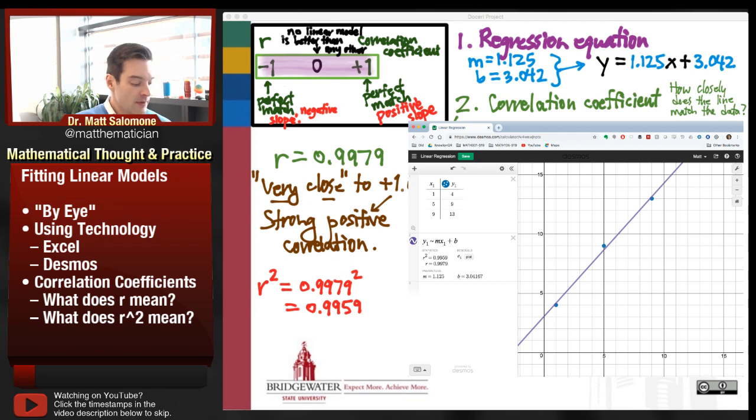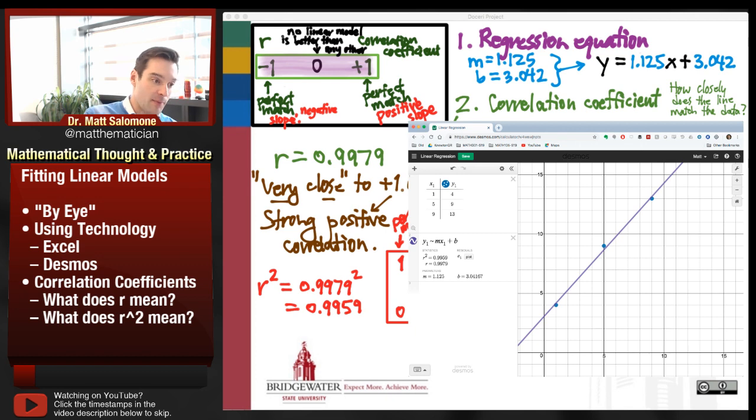R squared communicates the same kind of information, except instead of a spectrum from -1 to 1, R squared exists on a spectrum from 0 to 1. After all, if I take numbers between -1 and 1 and I multiply them by themselves, the result is always non-negative. It is always going to be between 0 and 1. And so again, at one end of the spectrum, we have a perfect model.